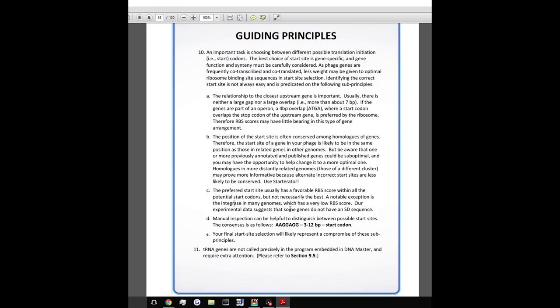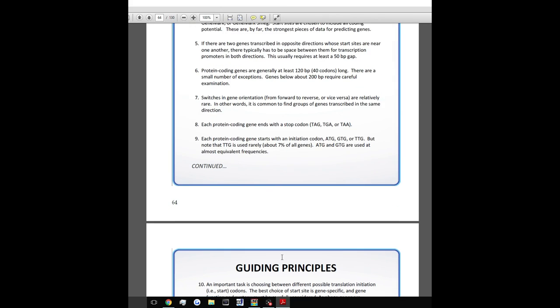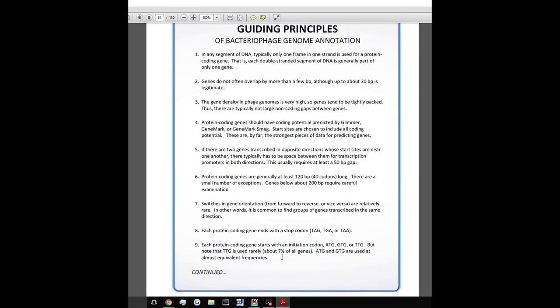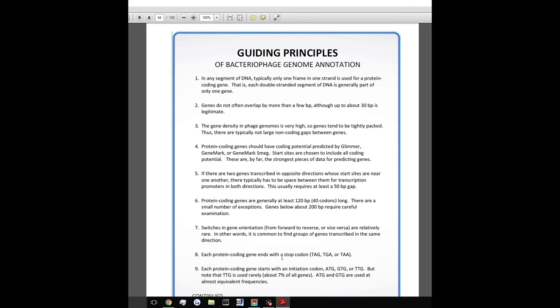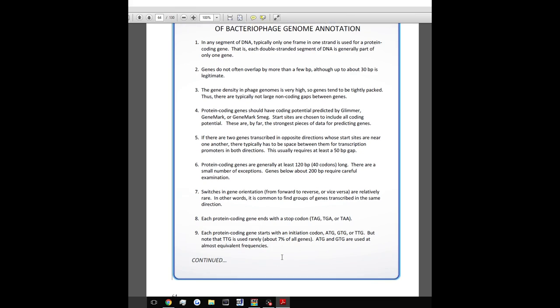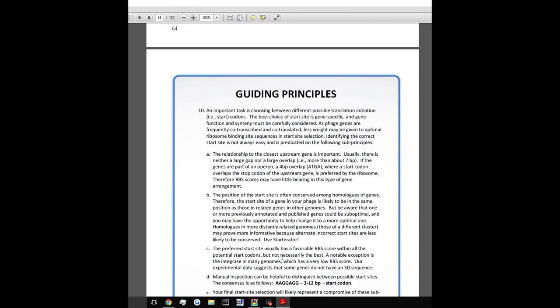And the last guiding principle here, 11, tRNA genes are not called precisely in the program DNA Master and require extra attention. We'll get to that later. Pretty much you have to use a couple outside websites and resources. So these are the guiding principles. I will copy and paste these in the description as well as a download link to the annotation guide. If you guys wish to download this yourself, I would definitely recommend that.